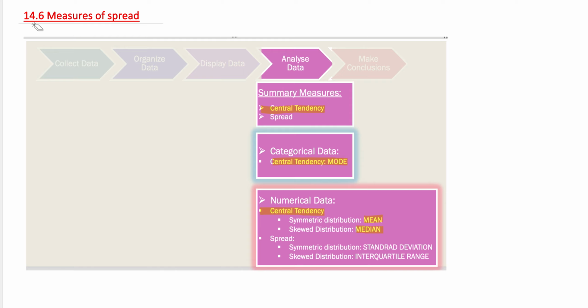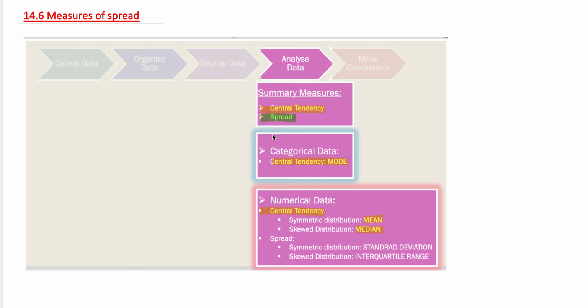Our video on chapter 14.6, measures of spread. So we are still working on analyzing data. We're talking about summary measurements. We have already covered central tendency. So today we're going to be talking about spread, okay?